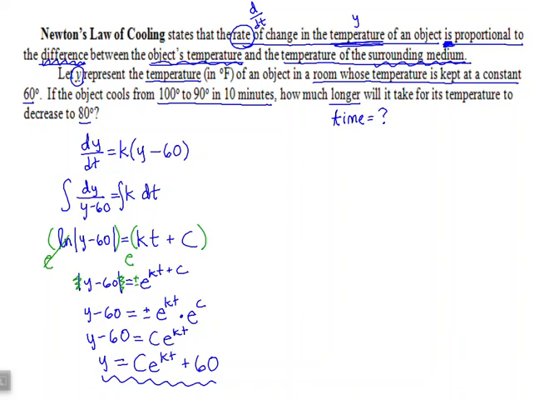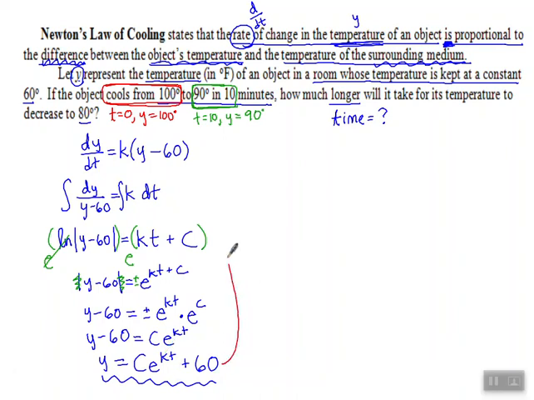Now they told us that the object cools from 100 degrees. So that means at time 0, the temperature is 100 degrees. They also told us that it cools to 90 degrees in 10 minutes. So that means at time 10, the temperature is 90. We'll jot down that information and then we'll use it to find our C and our k.